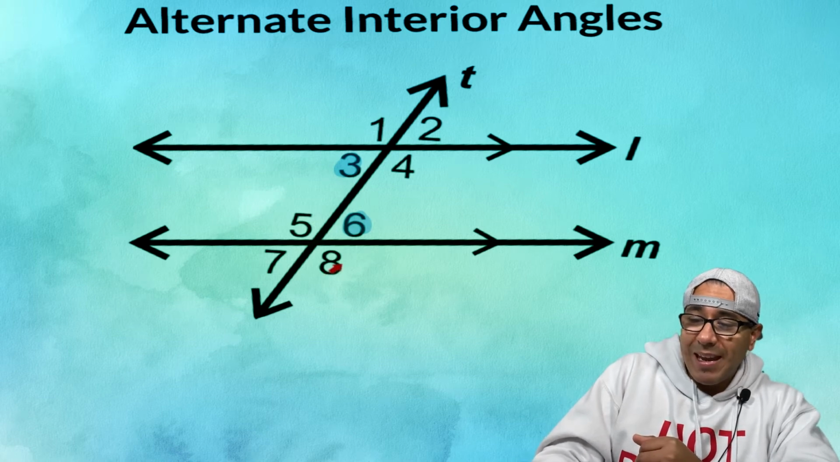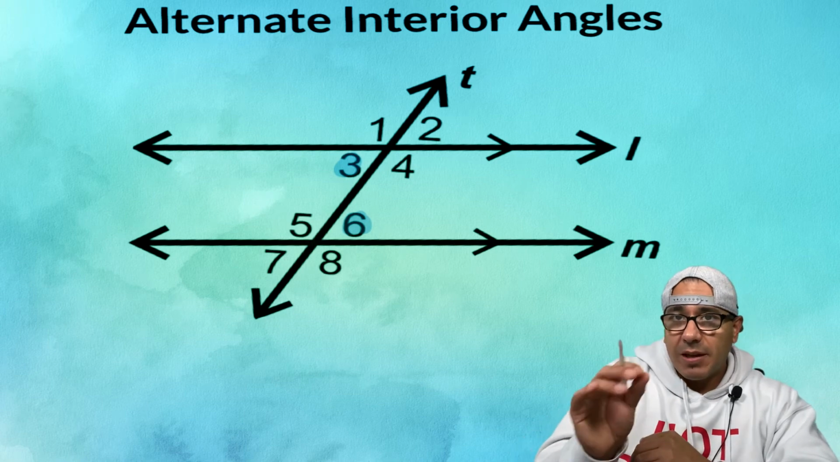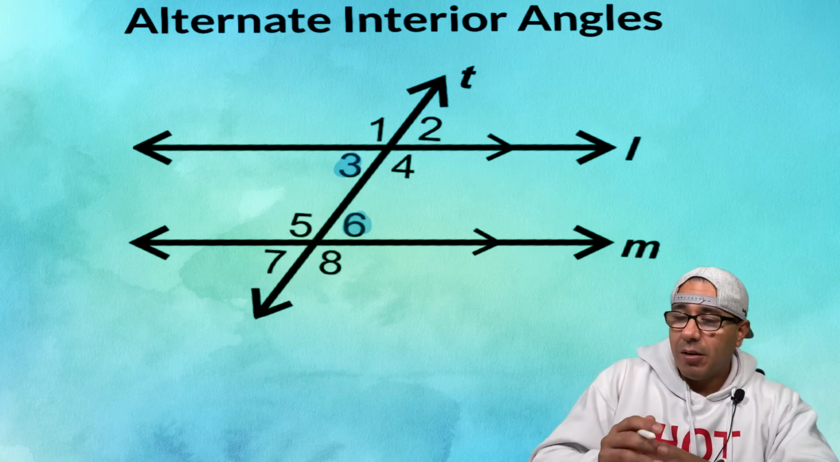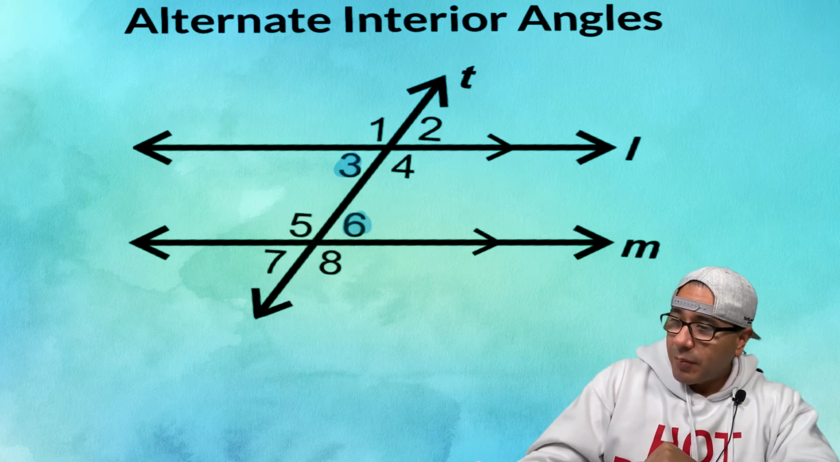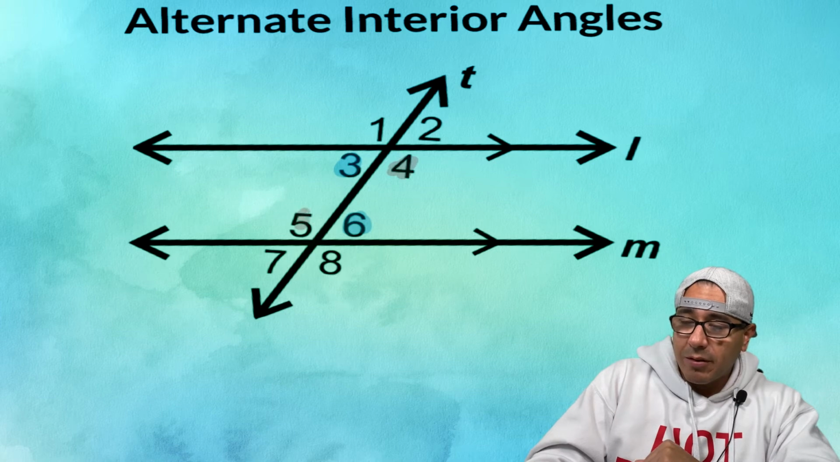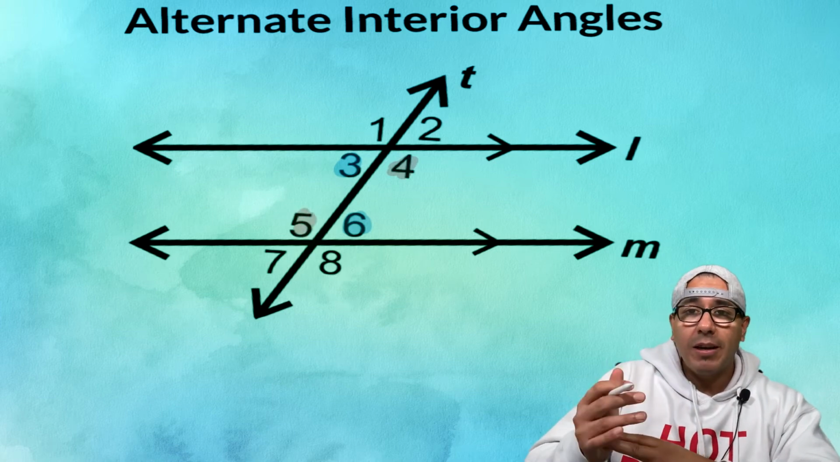Angles 1 and 8, those are on the exterior, or the outside, so just to make sure you're aware of that. And then some of you are like, hey, how about 4 and 5? So you're right. 4 and 5, let me highlight those. Those are also a pair of alternate interior angles. So 4 and 5 are equal.